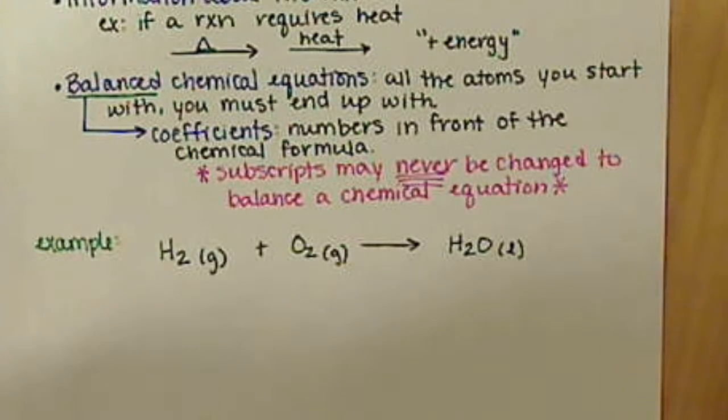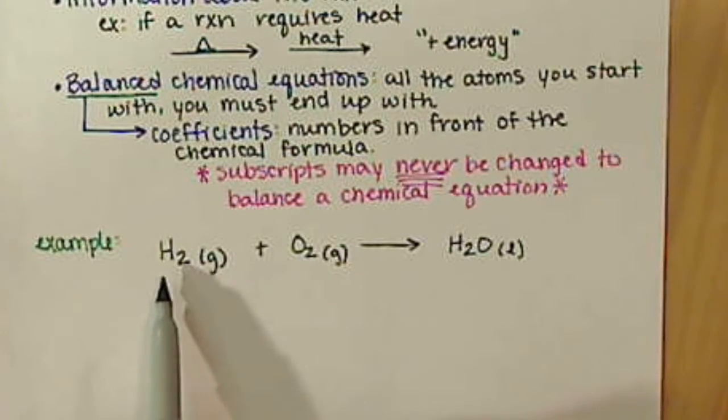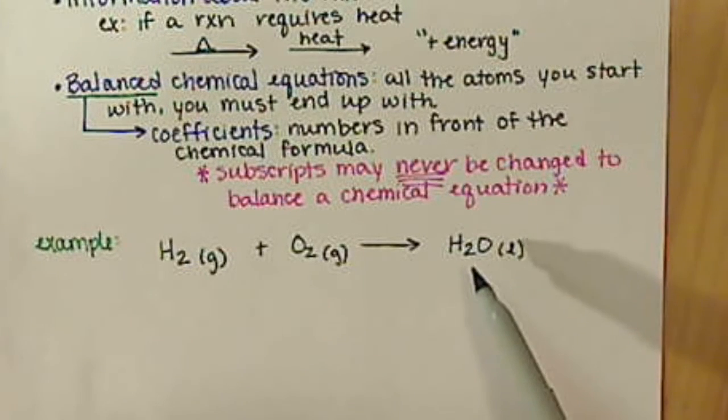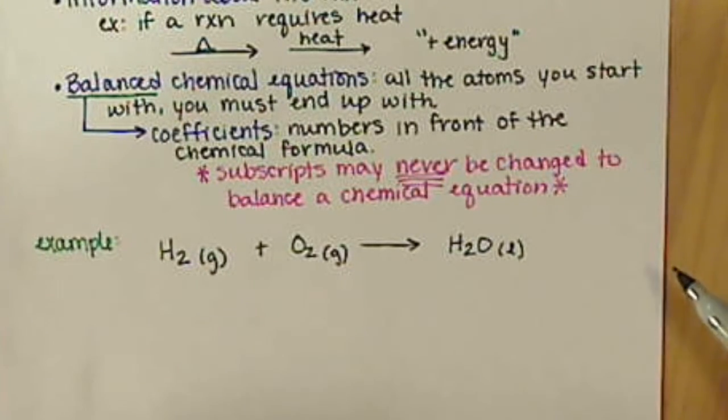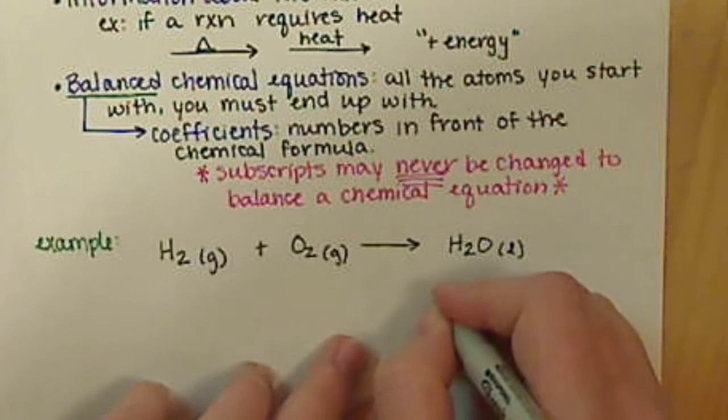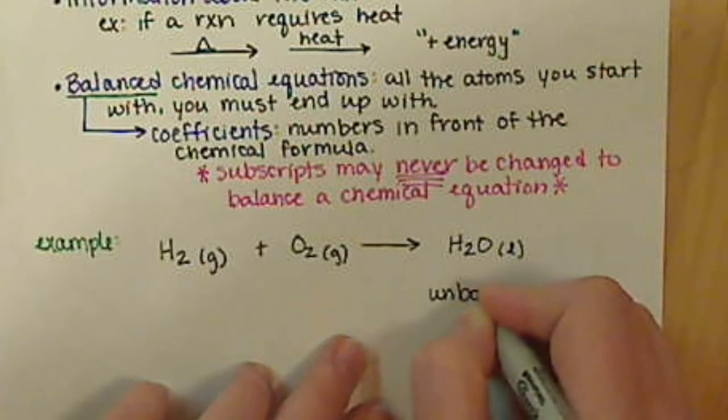So this is a basic chemical equation. It's showing that we're starting, our reactants that we're starting with are hydrogen and oxygen. And we're going to combine those together to form water. Okay. Now, as it stands right now, this is an unbalanced equation. Okay. So in black, so this is unbalanced.